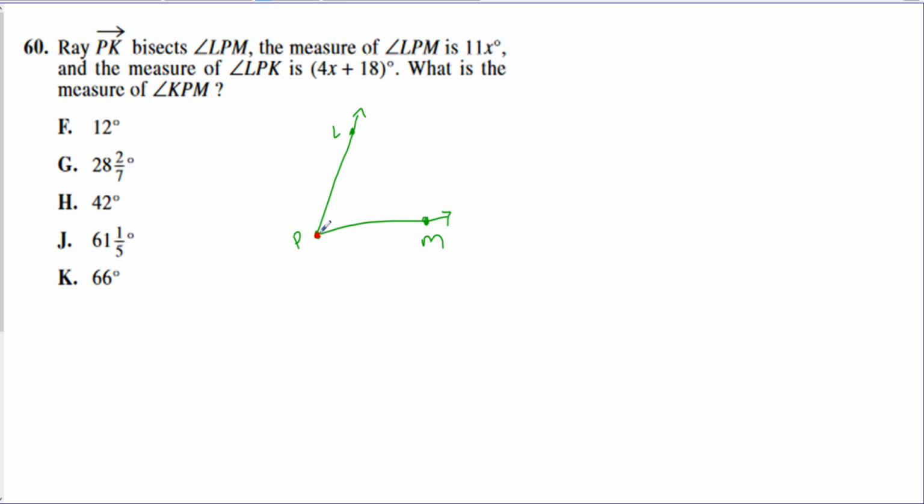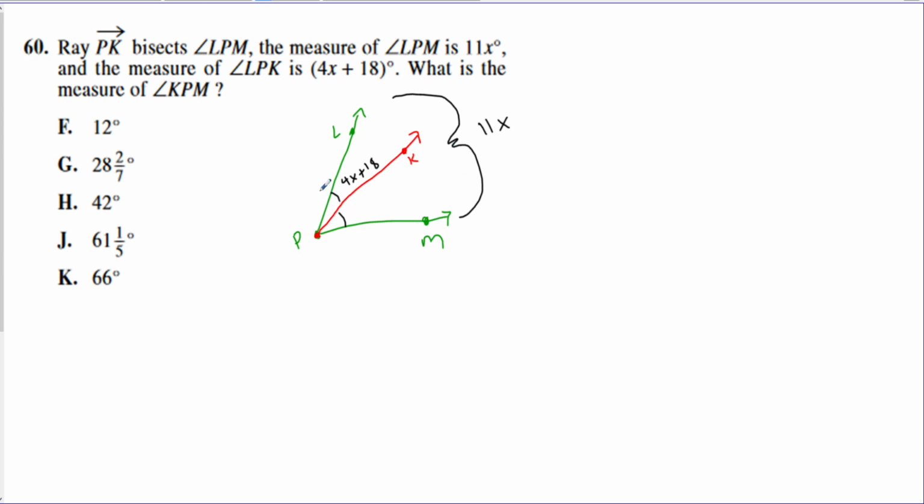So out of point P, I'm going to draw a line. Bisect means to cut into 2 equal pieces. So here's ray PK. And what I know, using some geometry notation, is that these 2 little sections are equal. The angles are equal. So they're saying that the measure of LPM, the big one, I'll use a big curly brace out here to say this is 11x. And the measure of LPK, this little one, is 4x plus 18. And they want to know what is the measure of KPM, which is this other little one.